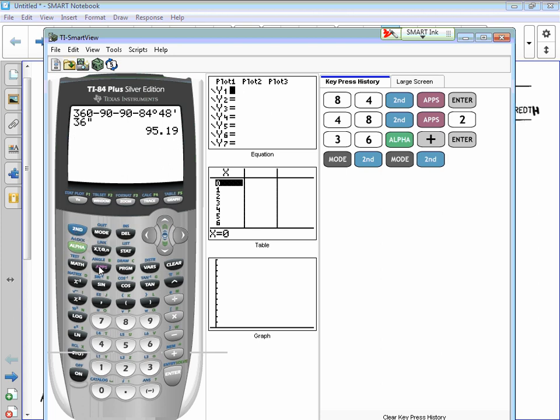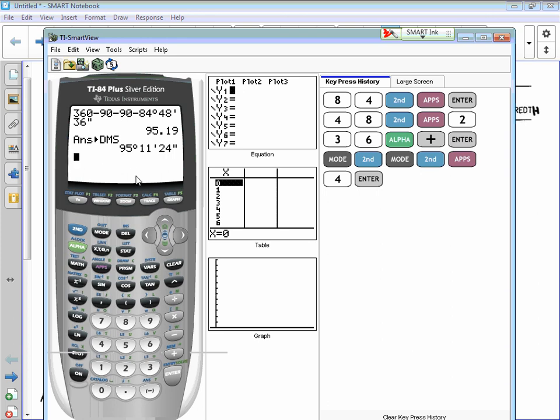Now, if you want to, you can go back to degrees, minutes, seconds, simply by going second angle number 4, which says change to degrees, minutes, seconds. It's going to take the answer and convert it to degrees, minutes, and seconds. And then we can hit enter. And there it is, 95 degrees, 11 minutes, 24 seconds. And this can be very, very useful to us.